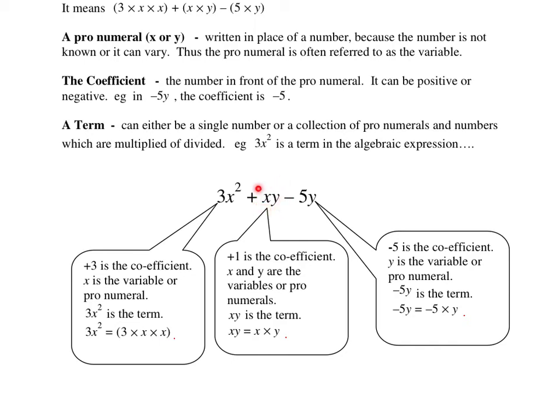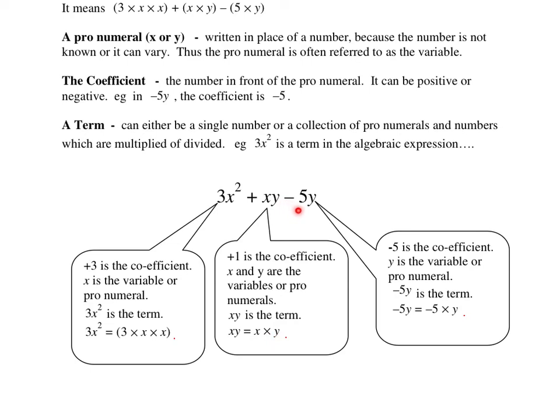When we look at the term xy, it doesn't appear to have a coefficient. But because we've got an xy, that means we've got one xy, so the coefficient is implied and it is 1. In this case there are two pronumerals or variables, x and y. xy is the term and it means x multiplied by y.